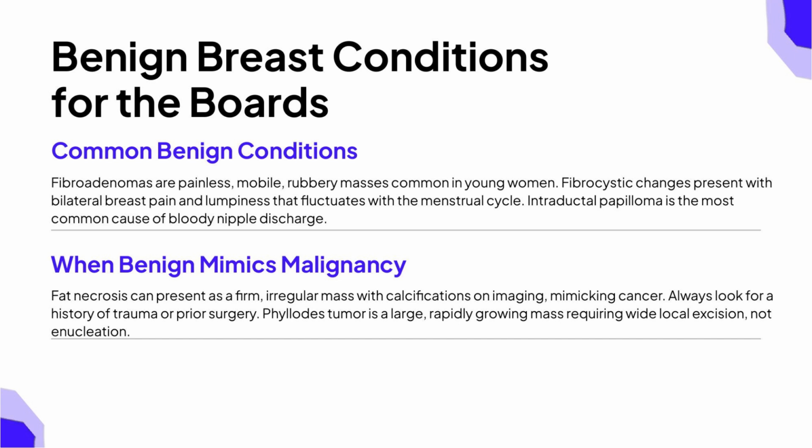Now, there are also benign conditions that can mimic malignancy. Fat necrosis can present as a firm, irregular mass with calcifications on imaging, which looks like cancer. The key clue is a history of trauma or prior breast surgery. Phyllodes tumor presents as a large, rapidly growing mass that the boards test as requiring wide local excision, not simple enucleation. Review the benign versus malignant breast mass characteristics in your first aid and question bank.